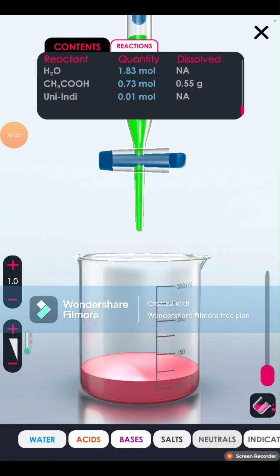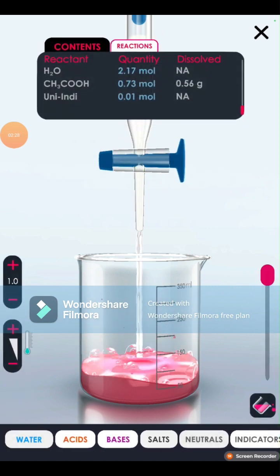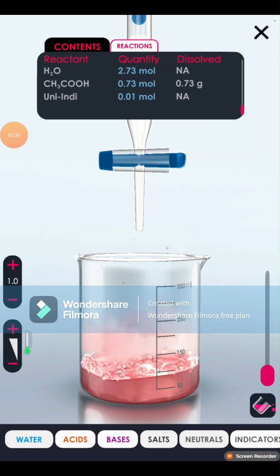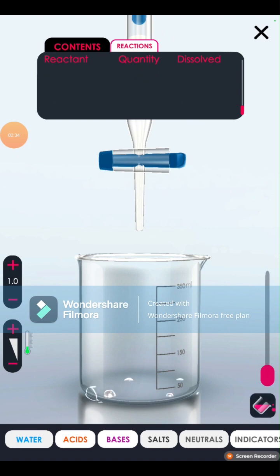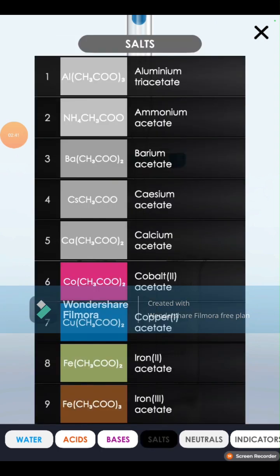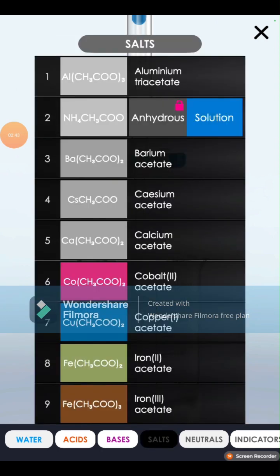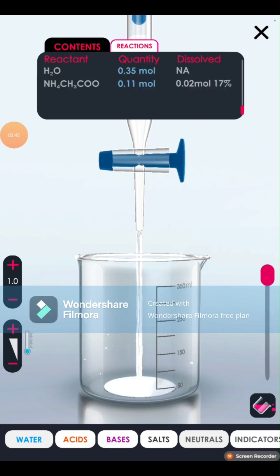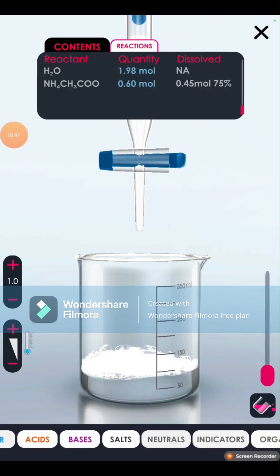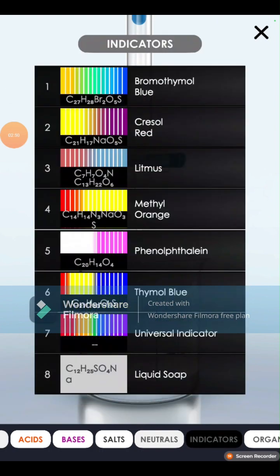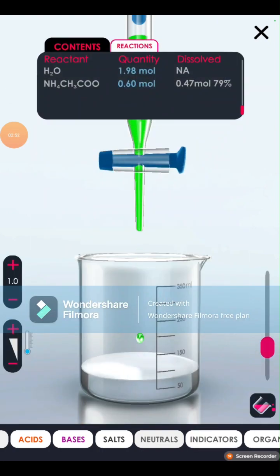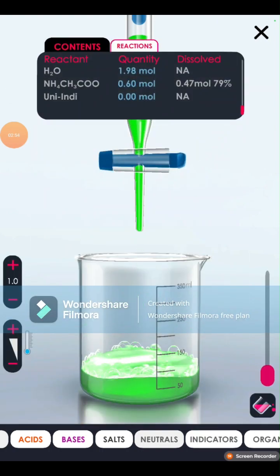After turning red, let's add some water over here. As you can see, it has paled. Let me clear this. After clearing it, I'm going to put a salt over here. I will put ammonium acetate. It is in pure form. It is expected to turn green because it's neutral. As you can see, it has turned green, which is neutral.